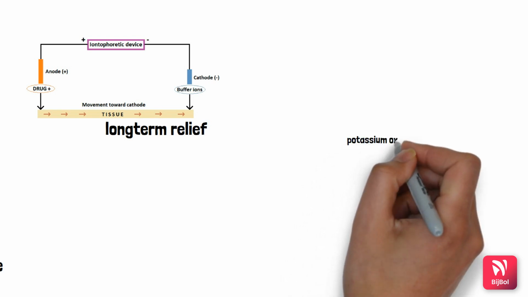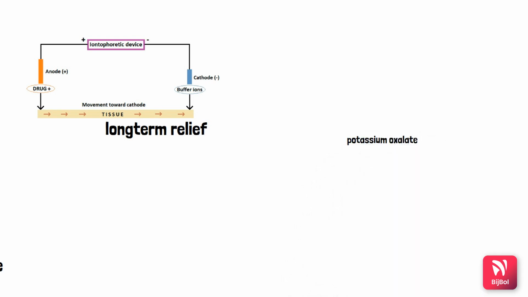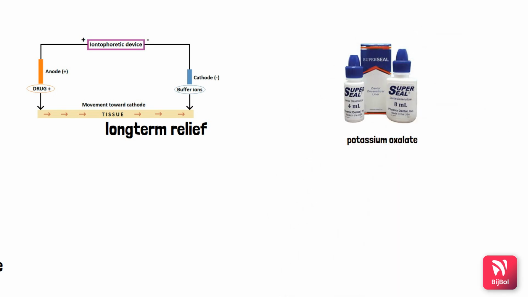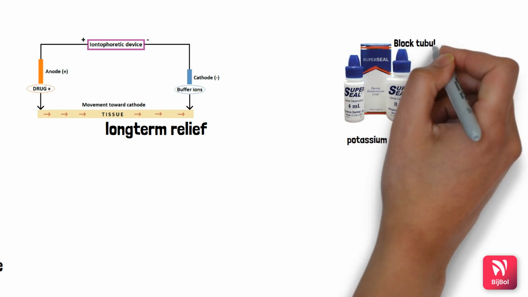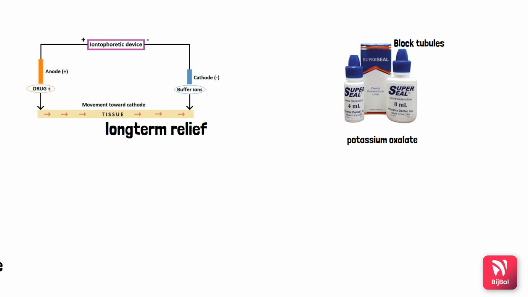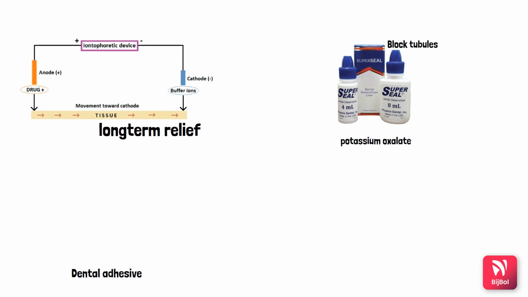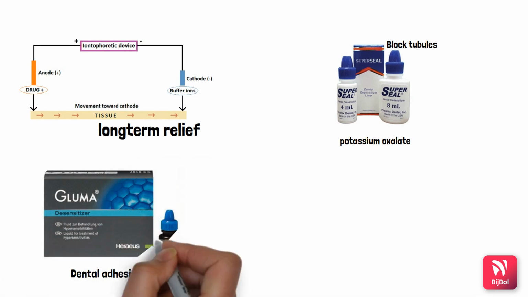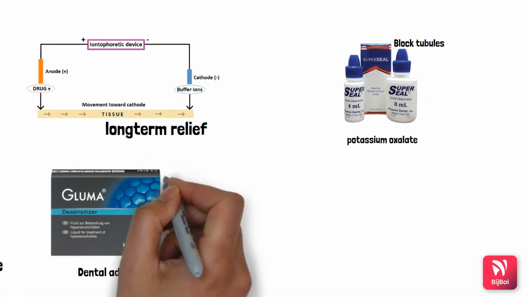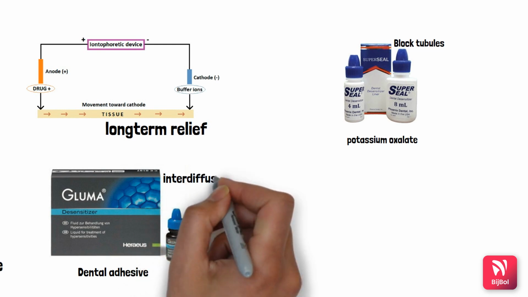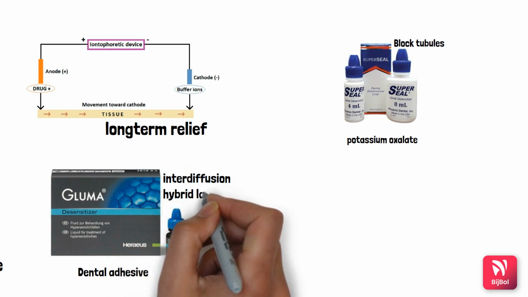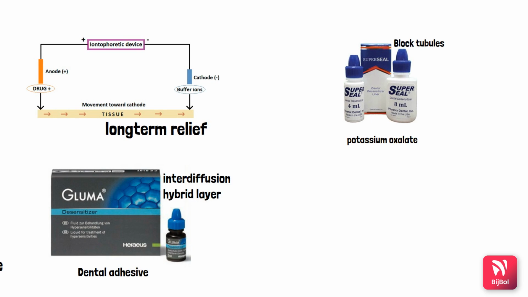Next, we will see the application of potassium oxalate solution. This helps in blocking the dentinal tubules and preventing the fluid movement. Next are the dentinal adhesives. The use of dentin bonding agents to treat dentinal hypersensitivity will seal the exposed dentin by micromechanically bonding to it through the formation of an interdiffusion hybrid layer. The agents include Gluma Desensitizer, Amalgabond, or Single Bond.